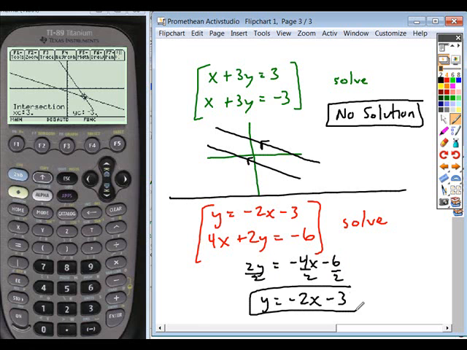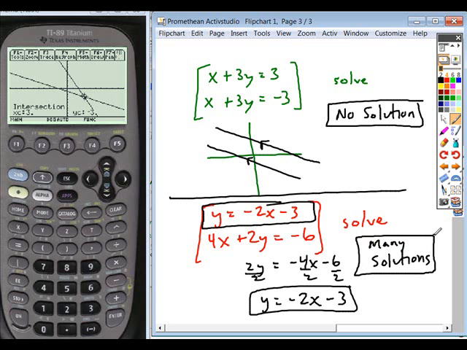So not only do they now have the exact same slopes, which means they're parallel, but now they also have the same y-intercept. If you have two equations in a system that give you the exact same graph, your solution is all real numbers. In this section, they'll label it many solutions or infinite solutions.